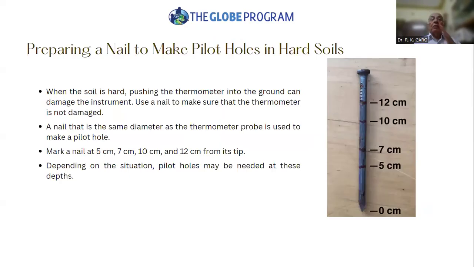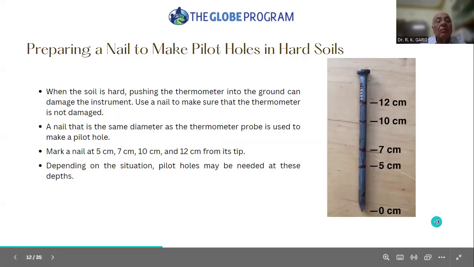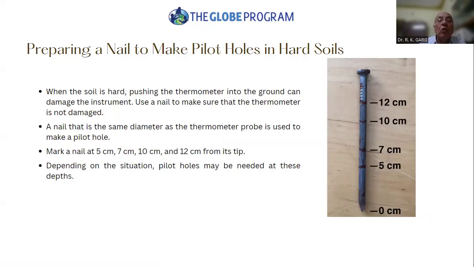Now, this is how we can use the nail if the soil is hard or very hard. In case the soil is very hard or hard, we cannot push the thermometer directly because it will damage the thermometer. So what should we do? We can use a big nail. This nail should be of good length, more than 12 centimeters. Now on this nail, with the help of a marker, we can mark 5 centimeter, 7 centimeter, 10 centimeter, 12 centimeter. So all these are marked on a nail, and we use this nail for digging in the soil. We put a hole in the soil, which is very hard.